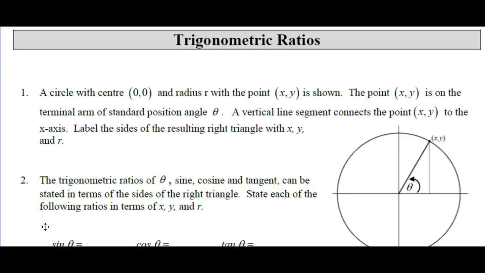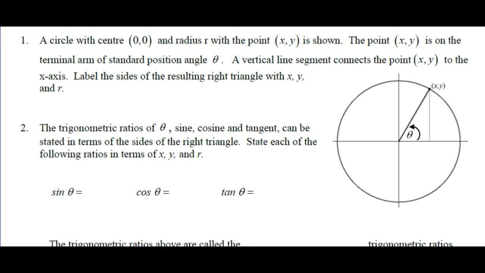Trig ratios. A circle with center 0, 0 and a radius r with a point x, y is shown. Point x, y is on the terminal arm of the standard position angle theta. A vertical line segment connects the point x, y to the x-axis. Label the resulting triangle with x, y, and r. What goes down here? Y. What's along here? X. And this is r.